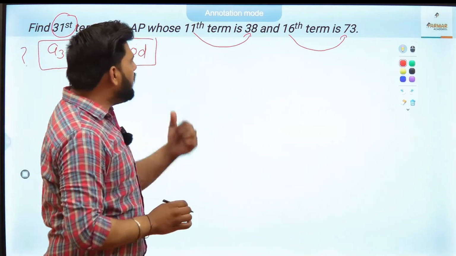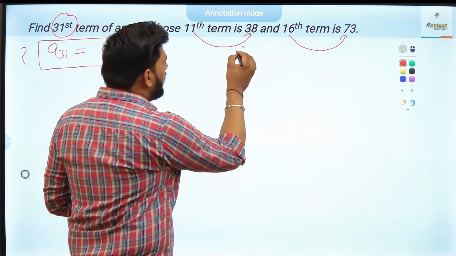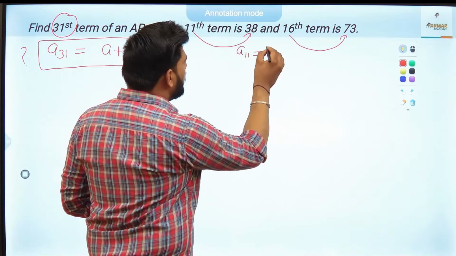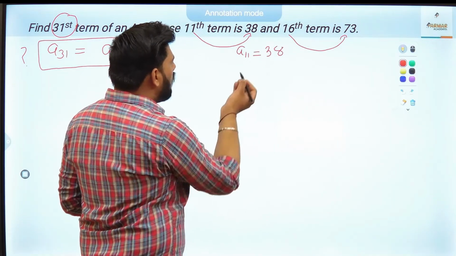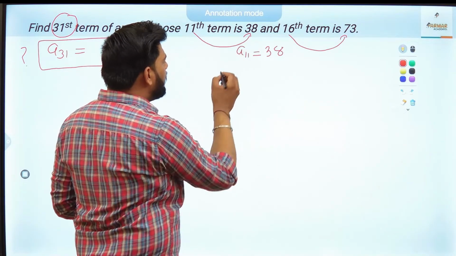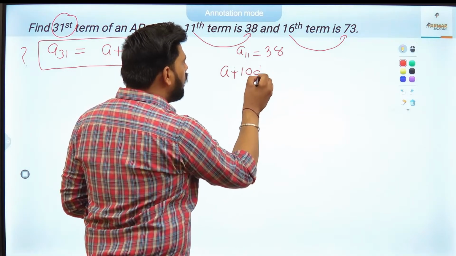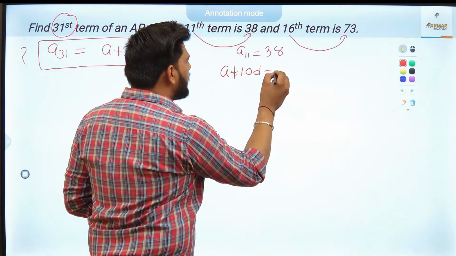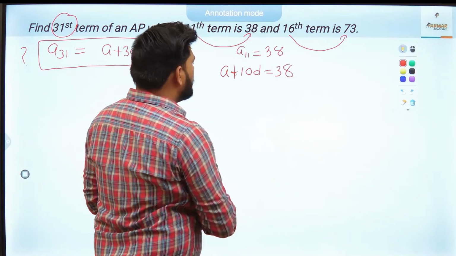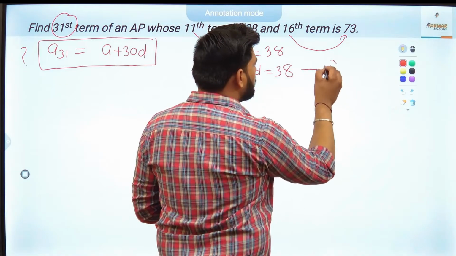Now what is given to us? The 11th term. The 11th term is 38. Now how can we write the 11th term? That is a plus 10 times d, one less, that is equal to 38. This is equation number 1.